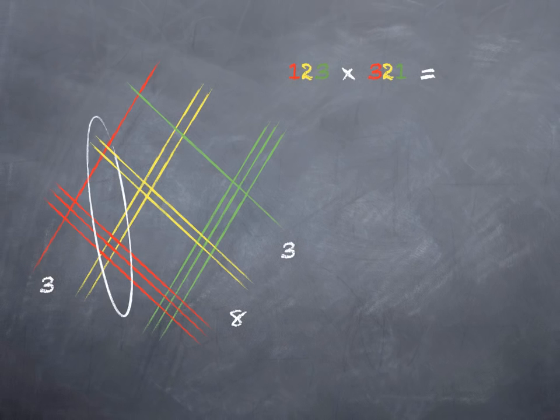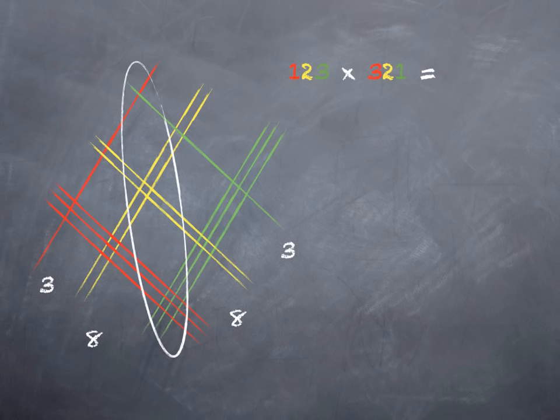Now I have red and yellow, so that's hundreds and tens, which is going to give me thousands. If you count them up, there are 8 of those. And in the middle, I either have red intersecting green, which is ones and hundreds, or I have yellow intersecting yellow, which is tens and tens. Either way, that's the hundreds place. And if you count them up, you wind up with 14 hundreds. Now, just like in regular multiplication, that's a problem. I can't have 14 in the hundreds place, so that really is 1,400.